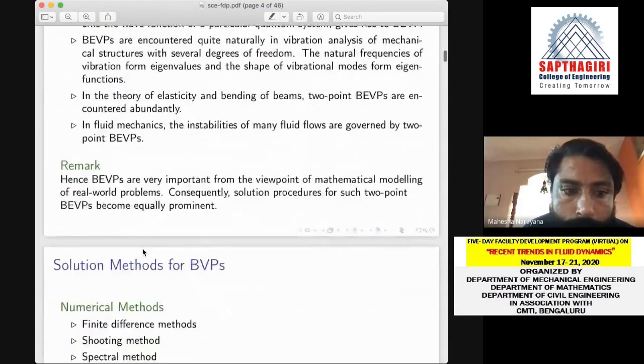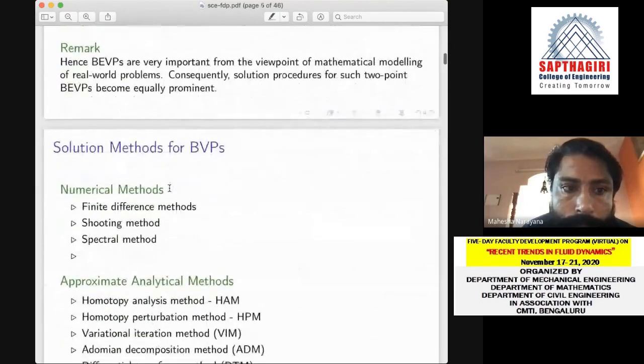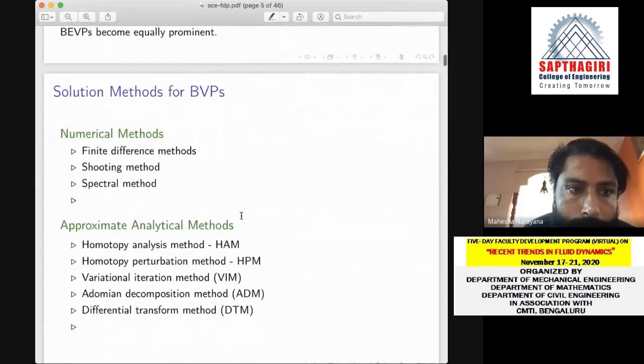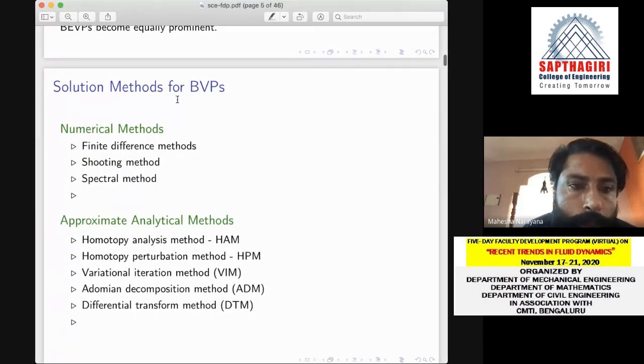Okay, so let's move on to the solution procedures that are available already. Remember, your boundary eigenvalue problem could be solved by using the methods which handle boundary value problems. So usual boundary value problems, whichever the method that handles boundary value problems, can be altered slightly in order to obtain solutions of boundary eigenvalue problems.